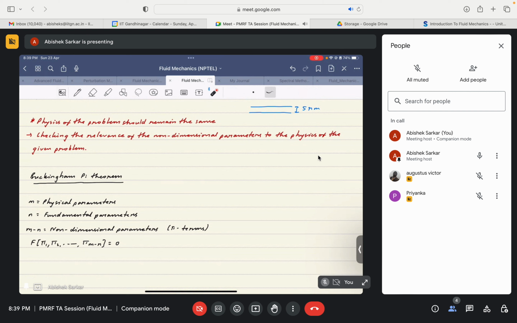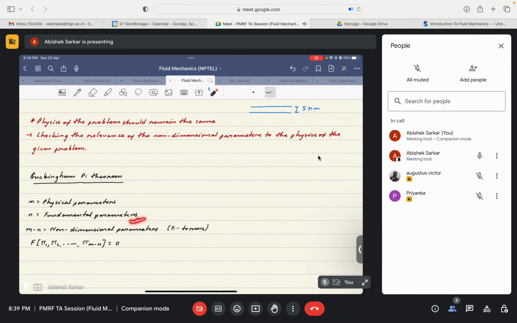So the number of physical parameters found in an experiment can vary from person to person, depending on their perspective or how they view which parameters are essential. According to Augustus, the diameter of the pipe may be an essential parameter that needs to be considered. But Priyanka may think that the diameter of the pipe is not that essential, but the length of the pipe is more important rather than the diameter. So it can differ from person to person.